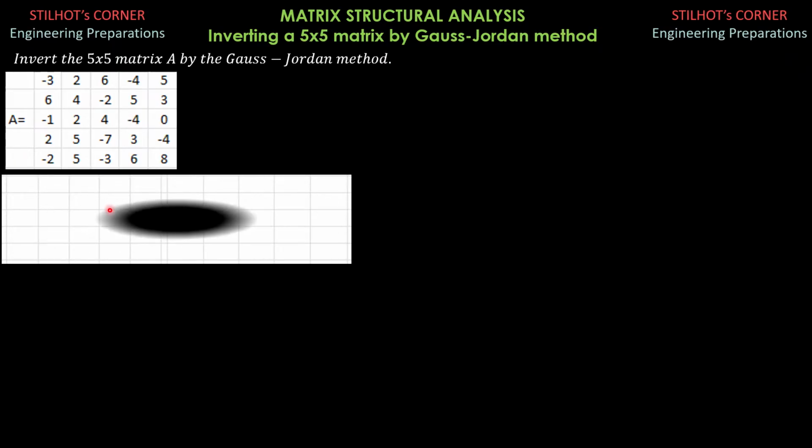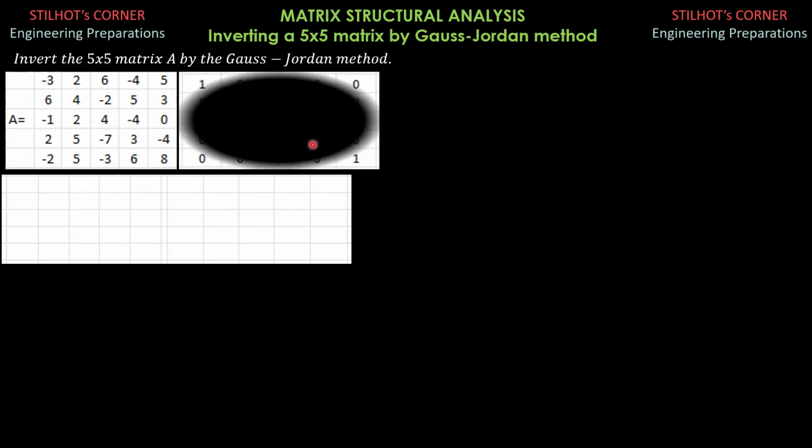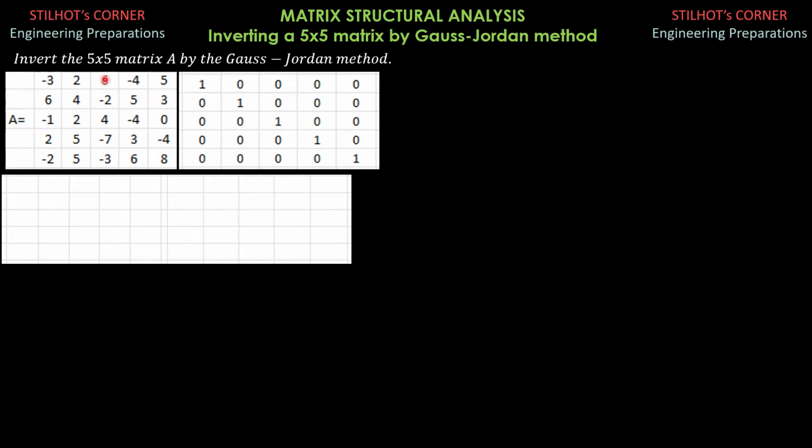So we have to transform this. Let's put the conformable identity 5 by 5 matrix here. So the objective is to transform the left side into this identity matrix by elementary row operations. Then when the left side becomes an identity 5 by 5 matrix, the transformed right side will be the inverse of that 5 by 5 matrix. So that's the Gauss-Jordan method.